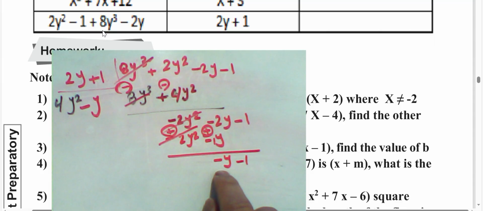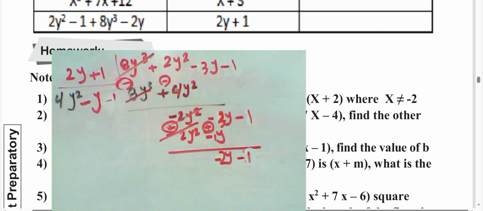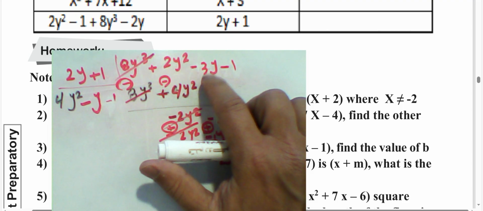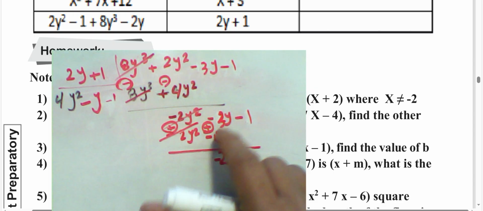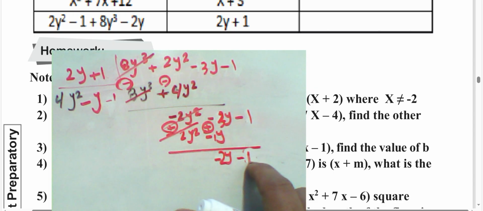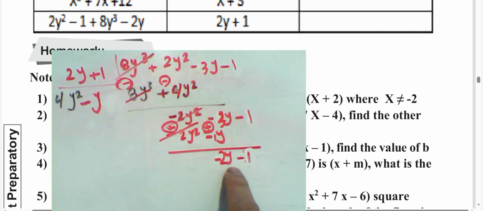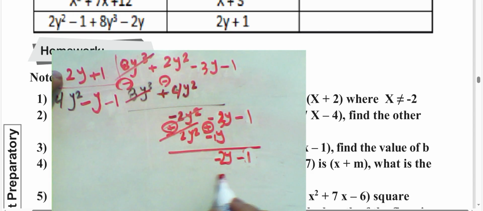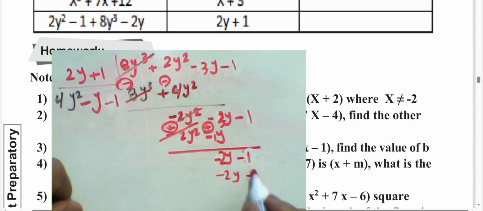negative, okay, again, 2y plus 1. This question is not correct. I will write here negative 3. Okay, change this number and write negative 3y. Negative 3y plus y will be negative 2y, and then drop negative 1, and then divide negative 2y by 2y, it will be negative 1. Negative 1 times 2y will be negative 2y, and negative 1 times 1 is negative 1.